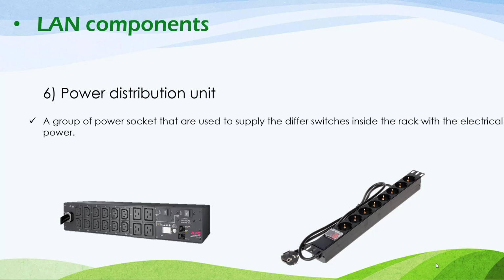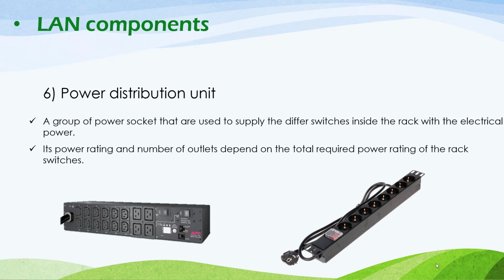And the important note about those outlets is that we should calculate the total required power according to the number of devices that we need to feed. And this is to be able to size the power distribution unit by calculating its rated current and its rated power, and by calculating the size of its power cable or its cross-sectional area.